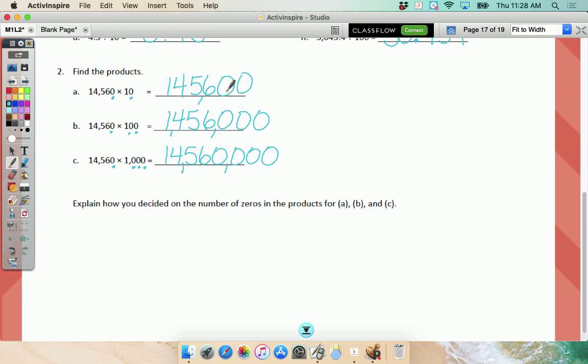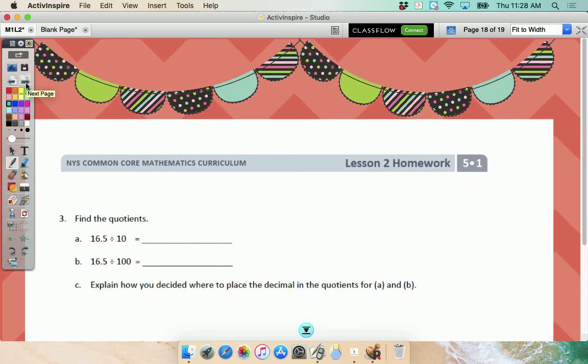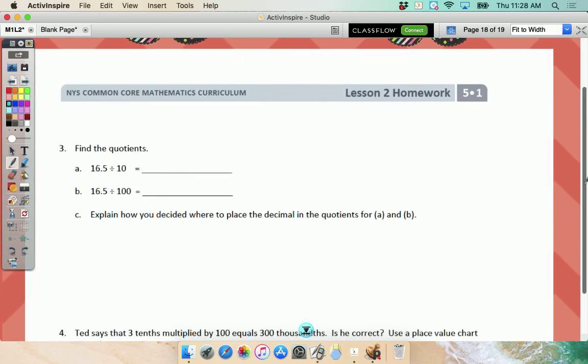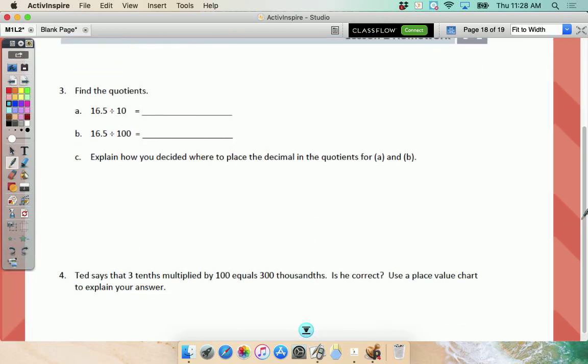Okay? Let's look at the back side of this homework page. We're going to do a couple more. All right? So this says 16.5 divided by 10. Can I use the 0 trick? No. Millie, can I use the 0 trick? No. Why? Because you don't have a 0 on the other one. There's not a 0 on 16.5, but it's not a whole number.